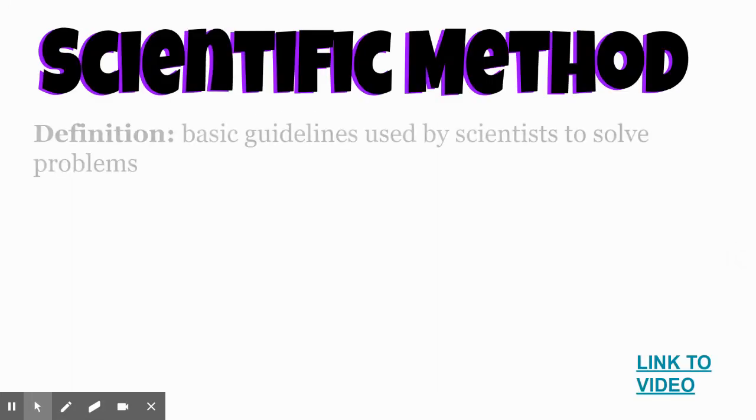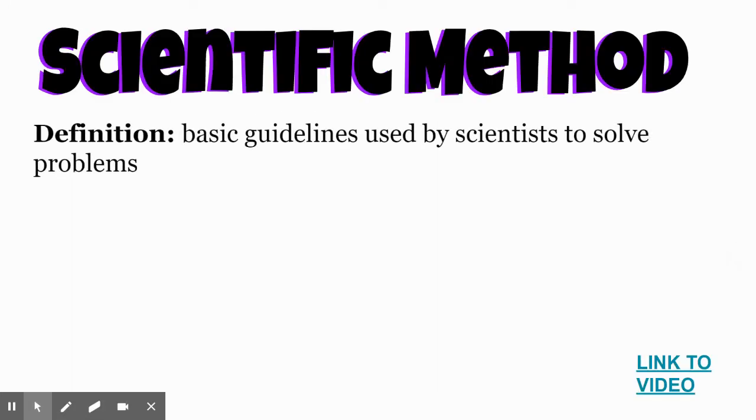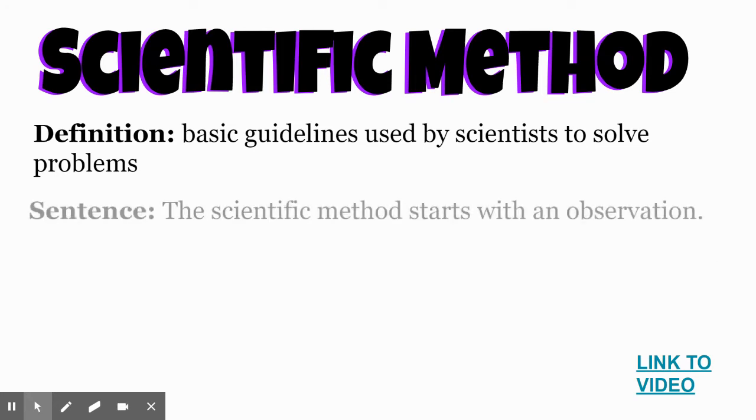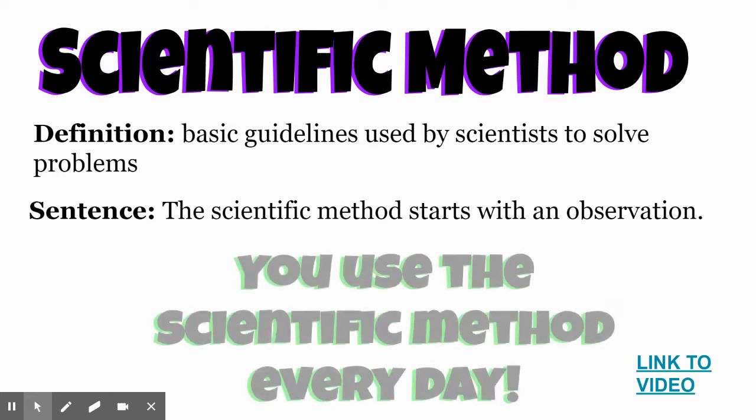So just a quick review from yesterday. The scientific method is a basic guideline used by scientists to solve problems. It's a step-by-step way for us to go through any type of problem and then come to a logical answer. So it starts with an observation. Yesterday we looked at observation, quantitative and qualitative, and we went through how all of those work together.